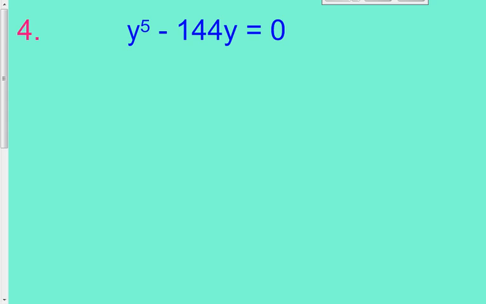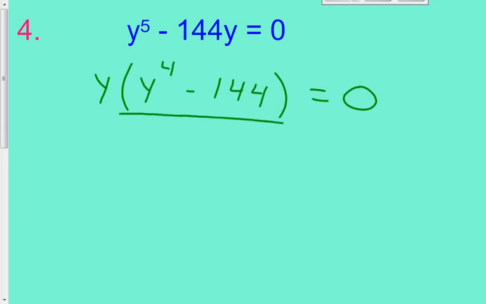Unpausing the video, it's similar to the last one with a couple major differences. You're going to first factor out a y, and now you're left with y to the 4th minus 144. This is also going to equal 0. So now just like we had in number 3, right here is the difference of 2 squares. Whenever you see 2 terms, think, I wonder if this is the difference of 2 squares. More often than not, it is.